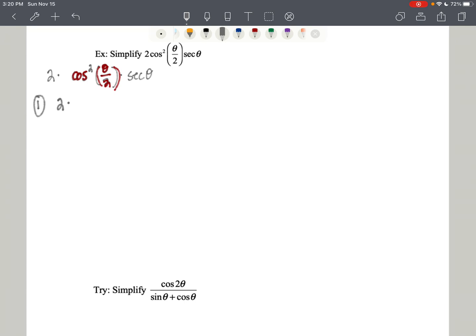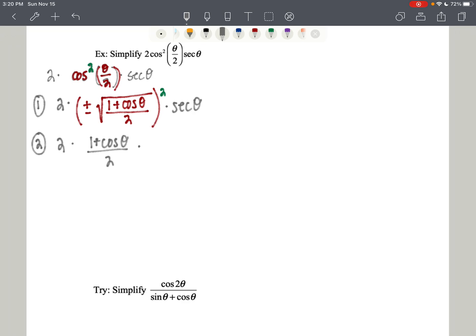2 times, we're going to have plus or minus the square root of 1 plus cosine of theta over 2, and then we're going to square that, times secant of theta. Now the positive negative multiplied by itself will be positive, and the radical multiplied by itself leaves us just the radicand. And then secant of theta, I can rewrite that as 1 over cosine of theta.